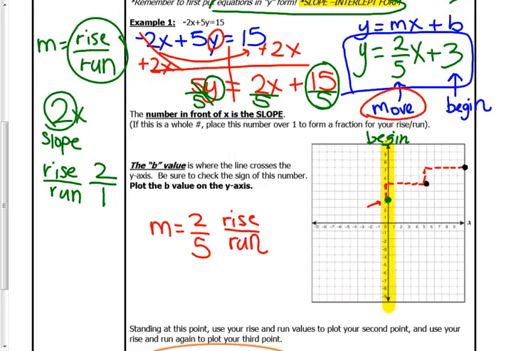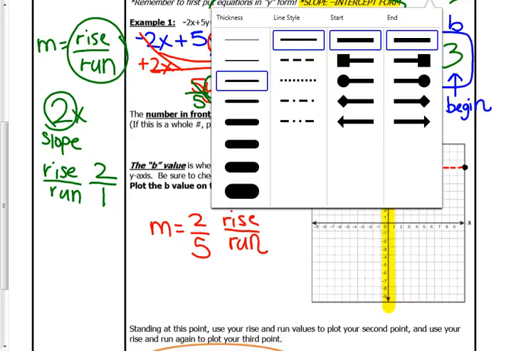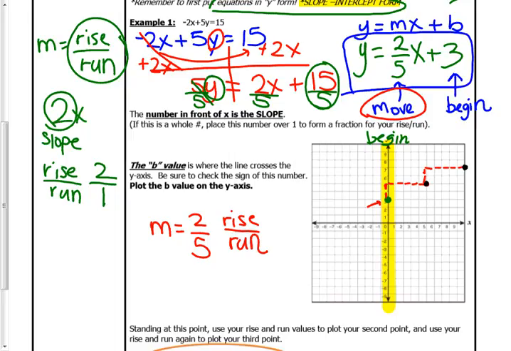Okay, so once you have all 3 points, what you want to do is connect your dots. Okay, you're going to connect them with a ruler or some sort of straight edge. And let me fix this. You want to make sure that you're going through those points.